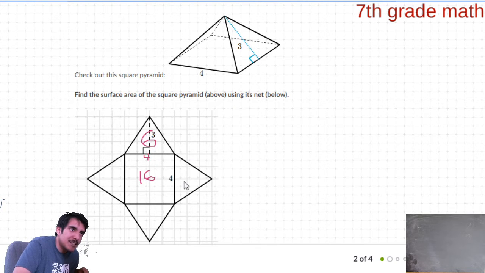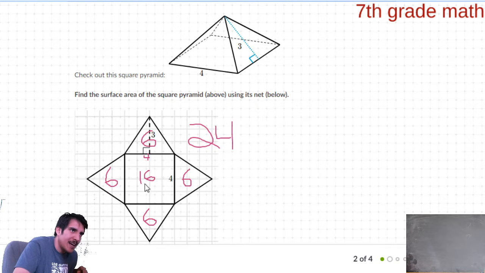It looks like all these other triangles right here are identical to this triangle right here because it's a pyramid. All the sides are going to be the same. So this one is 6 square units. This one is 6 square units. This one is 6 square units. Okay? If you add up all the areas, you get 6 plus 6 plus 6 plus 6, or 6 times 4. That's going to be 24.